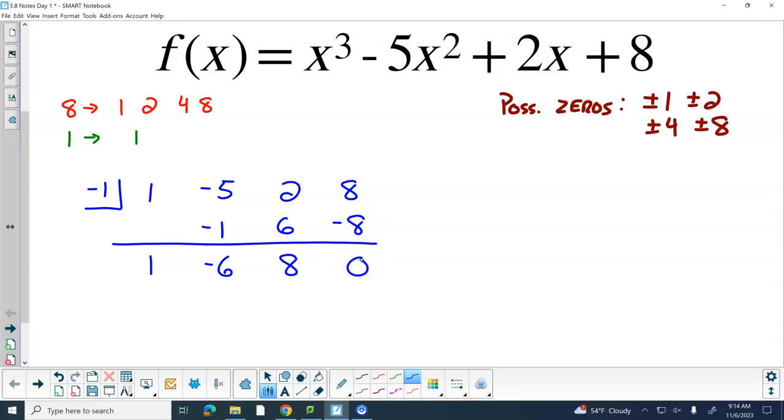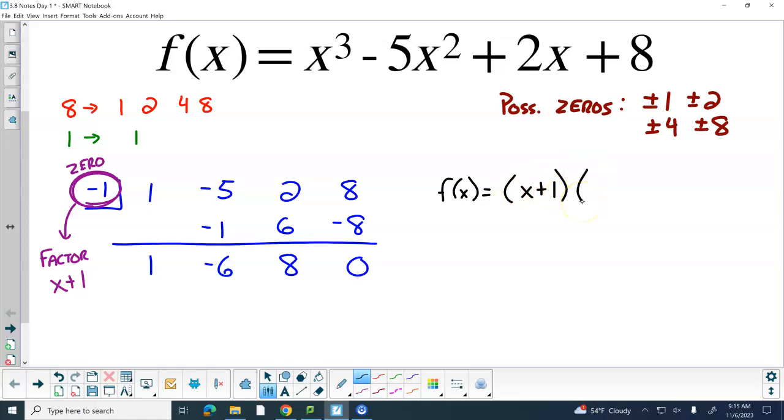Yes? Okay? So if -1 is a 0, what is the factor? x plus 1 is the factor. So f of x can now be written as x plus 1, there's my factor that produced the 0 of -1, times, this was cubed, so I drop it down 1, gives me x squared minus 6x plus 8.